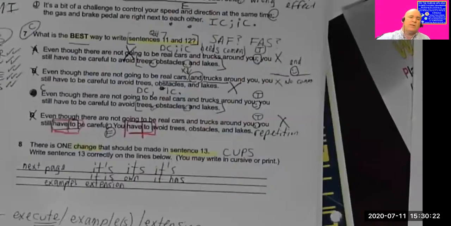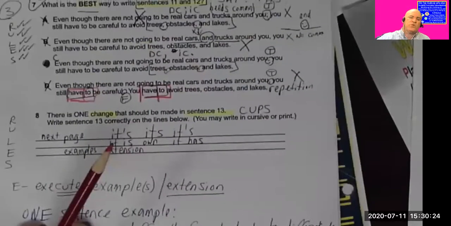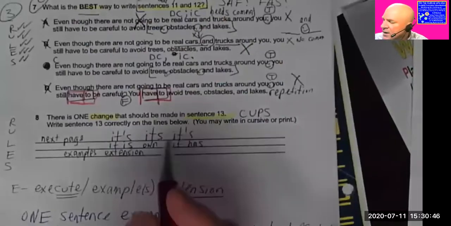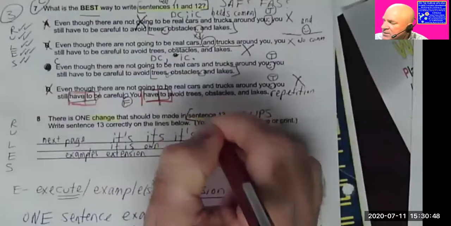All right, let's do our last question. And I just threw this one in like I did on the first passage so you guys can see what the open-ended short answer questions might look like in ELAR, math, reading, science, or social studies. So it says, there's one change that should be made in sentence 13. Well, it still says change. I've highlighted sentence 13. I could also put a bracket.